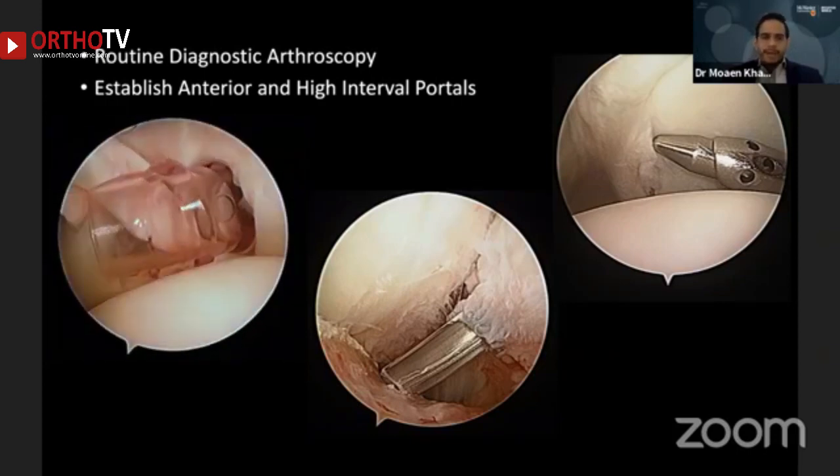So in all of my instability procedures, I have an anterior working portal and a viewing portal, and my initial viewing portal is this high interval portal. From this view, you can see the back of the humerus, you have a very good view of this Hill-Sachs lesion, and you can place your anchors there, and you also have a great view of the anterior inferior glenoid.